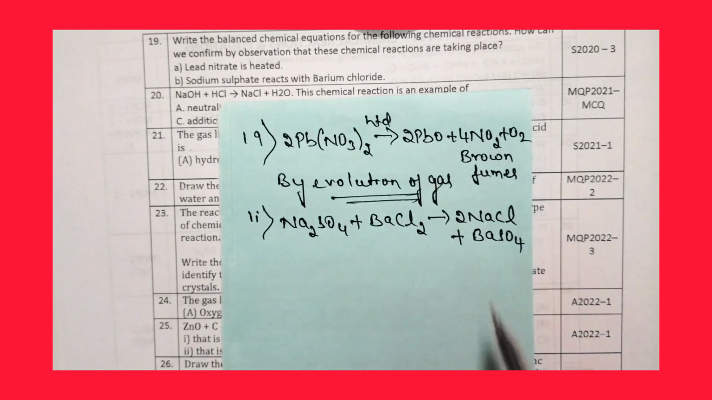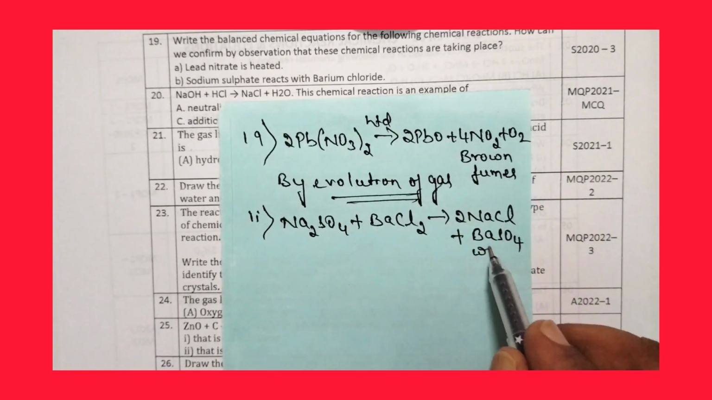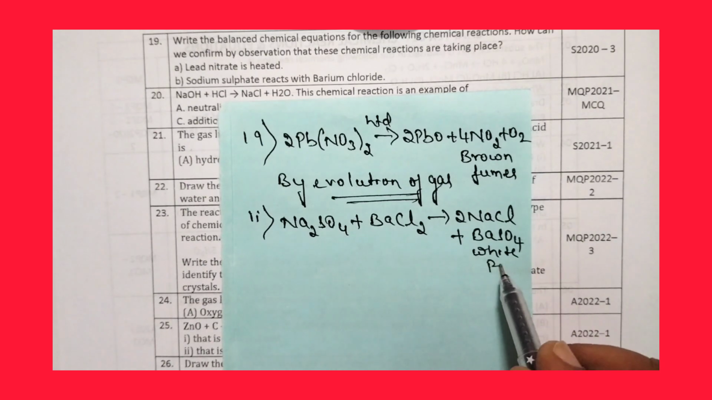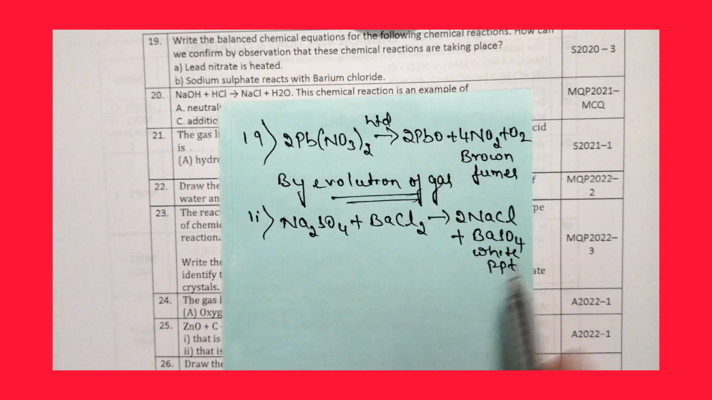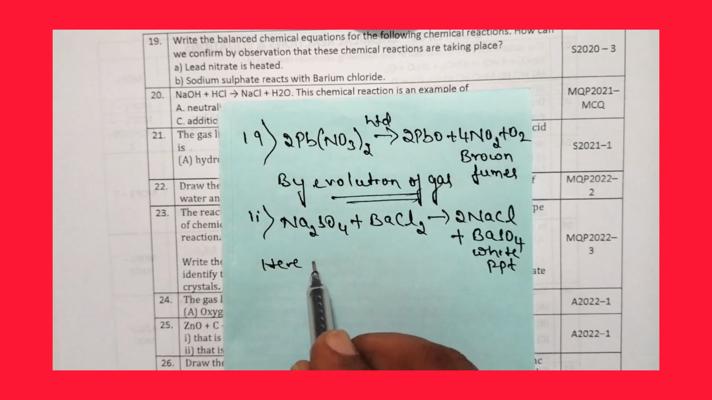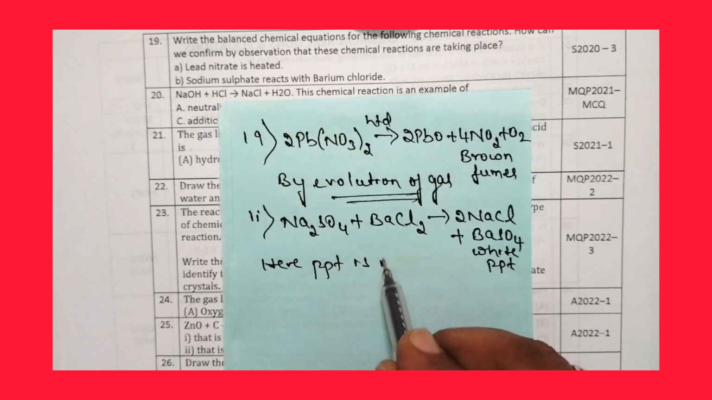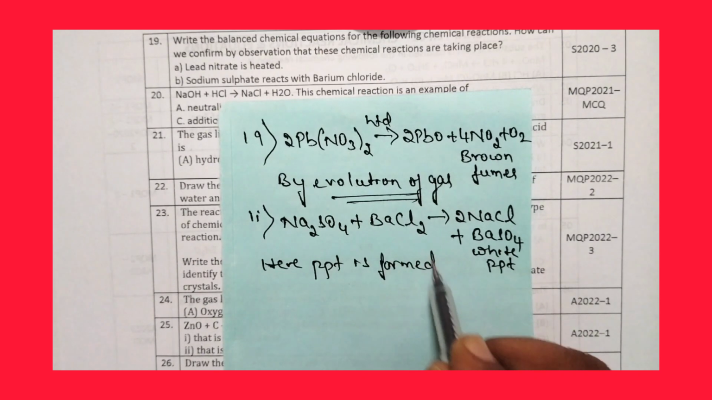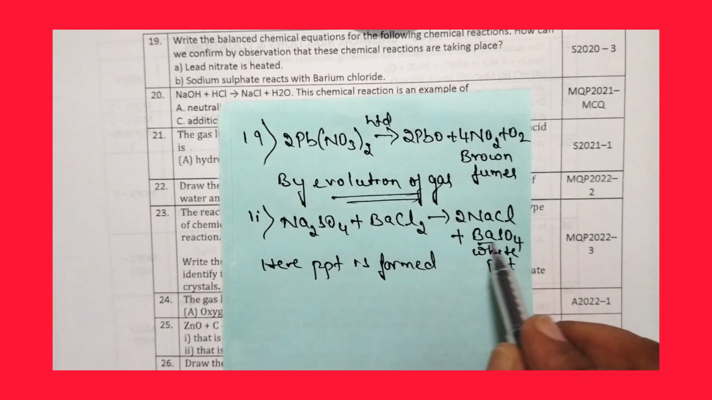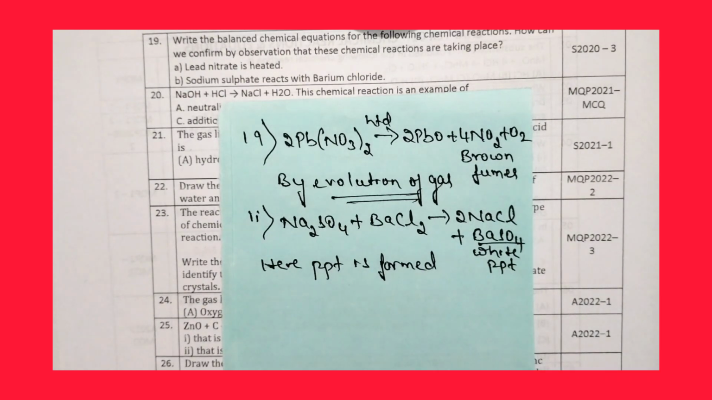How do we know this reaction has taken place? By the formation of white PPT. See, here white PPT formation happened. What is that white PPT? PPT, that is precipitate, is formed. What type of PPT? White PPT is formed, and that white PPT is barium sulfate. Since precipitate formation has happened here, it indicates that the precipitate, an insoluble solid, is formed, which indicates that a chemical reaction is taking place.